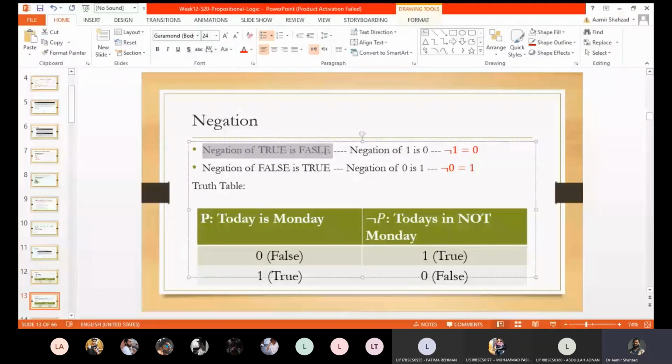So this is something important that we should know. Negation of true is false. अगर true को आप negate करेंगे तो answer is false. Or in other words, negation of 1 is 0, या not of 1 is equivalent to 0. And negation of false is true. Negation of 0 is 1. So not of 0 is 1.